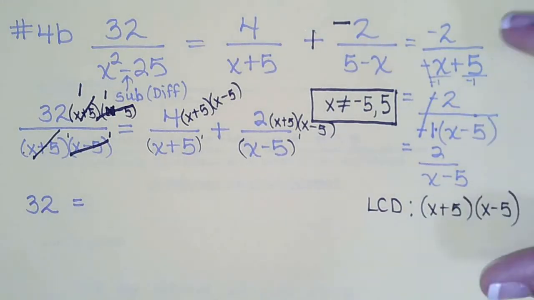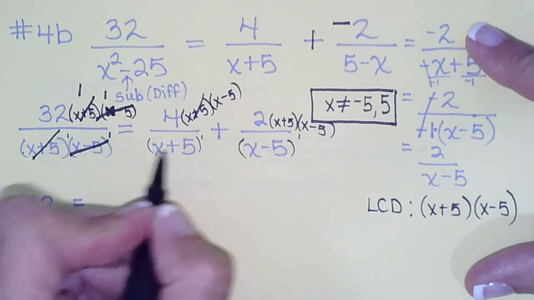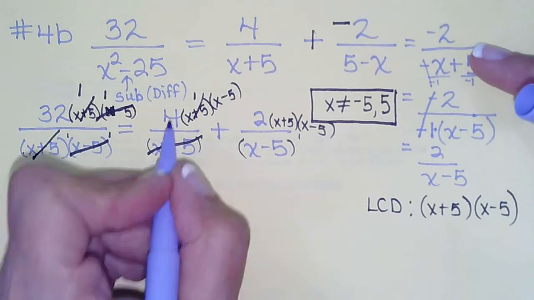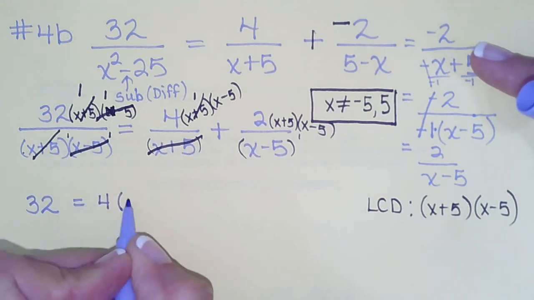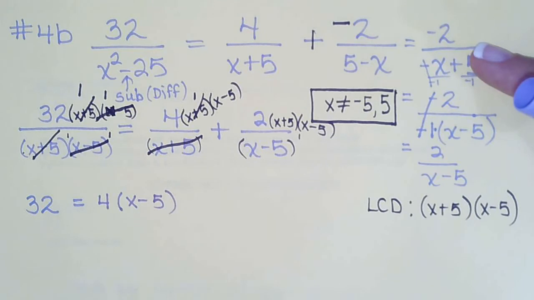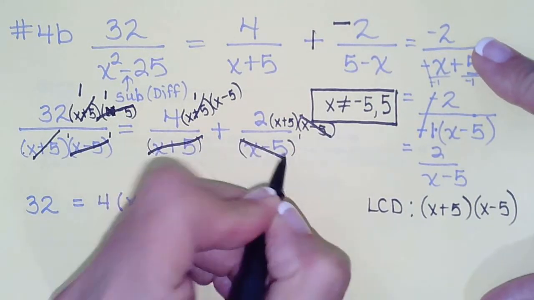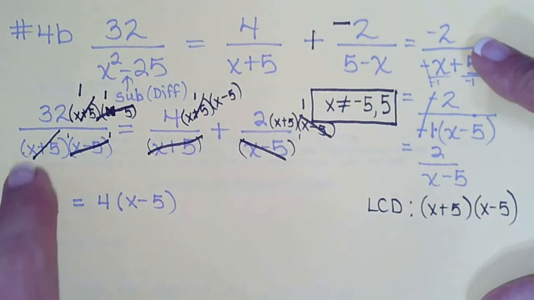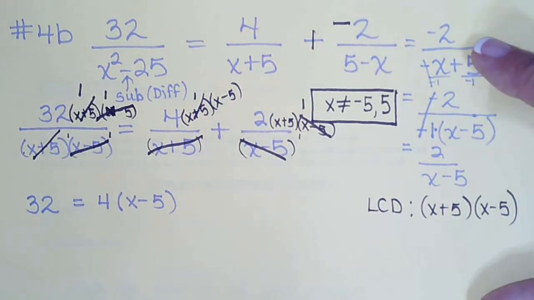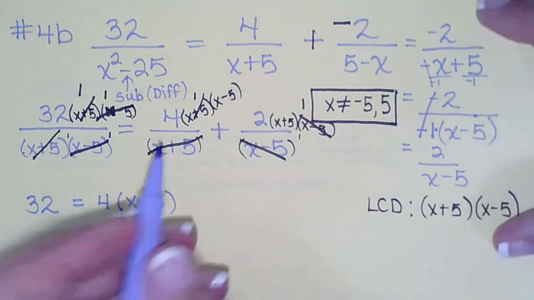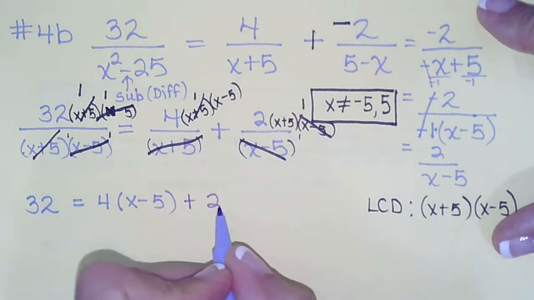Okay, on my next one, we have x plus 5 divided by x plus 5. That's 1. So what do we have left? Equals 4 parentheses x minus 5. So that's a lot nicer looking than that fraction. And then on the last one, we have x minus 5 divided by x minus 5, 1. So notice all my fractions are gone, and they should be gone if you've done the LCD correctly. So now that's going to turn into plus 2 times x plus 5.